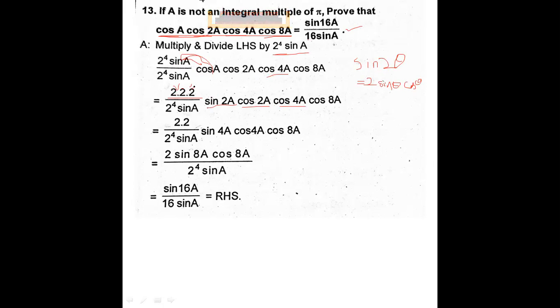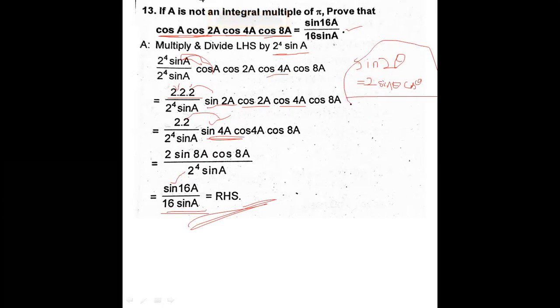Then again we have to use one more 2. 2 cos A sin A will be sin 4A. Then again apply one more 2. 2 sin A cos A will be sin 8A. Then again apply one more 2. 2 cos A sin A will be sin 16A, and open this 2 power 4, it will be 16. Hence you got the RHS. We are applying only this formula in this question and we are multiplying and dividing it by 2 power 4 sin A.